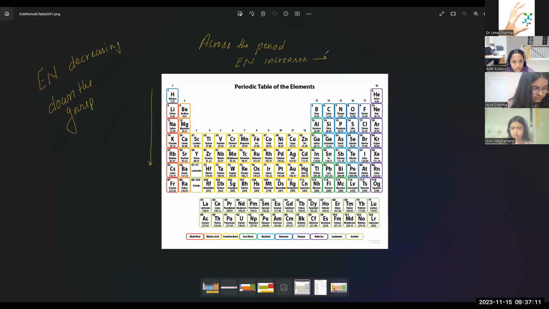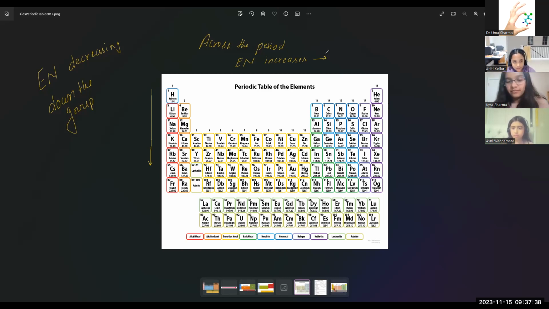But doesn't the size stay the same across the period? No, dear, it decreases. Because across the period, you're adding protons inside the nucleus, but the number of shells and the screening effect are the same. So the nucleus is more positive, so it's pulling the electron density closer. Size decreases across the period, Aditi. Okay?